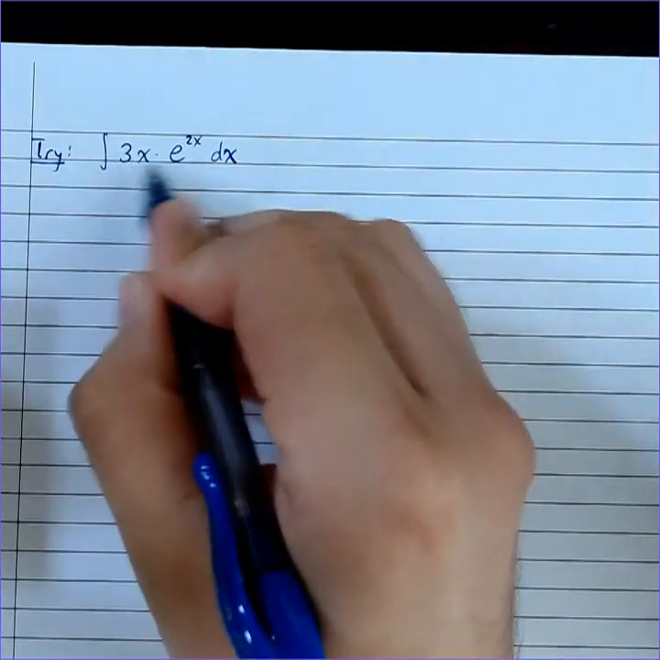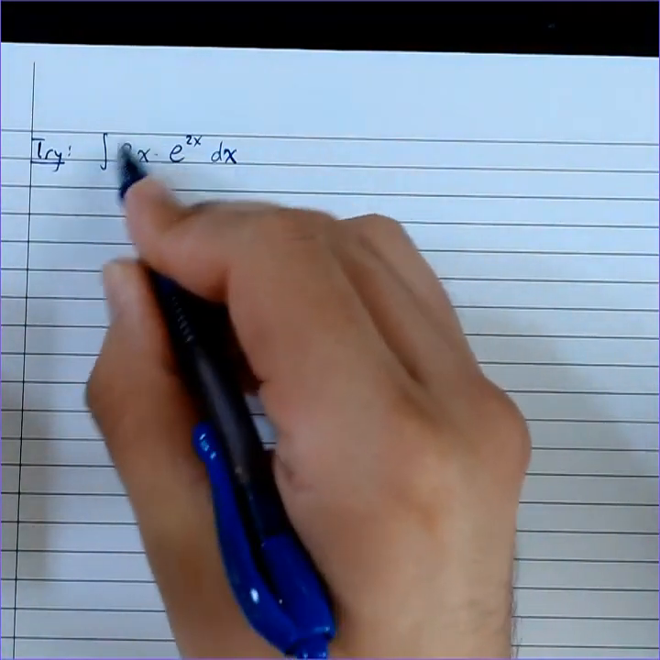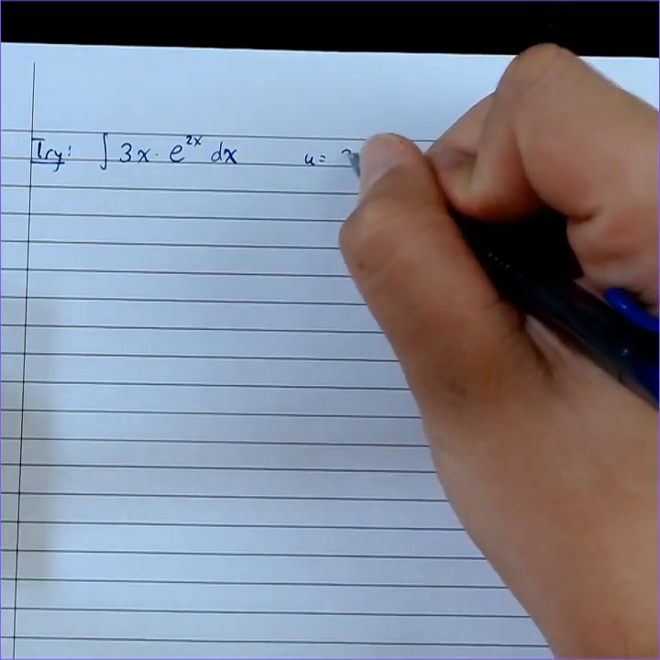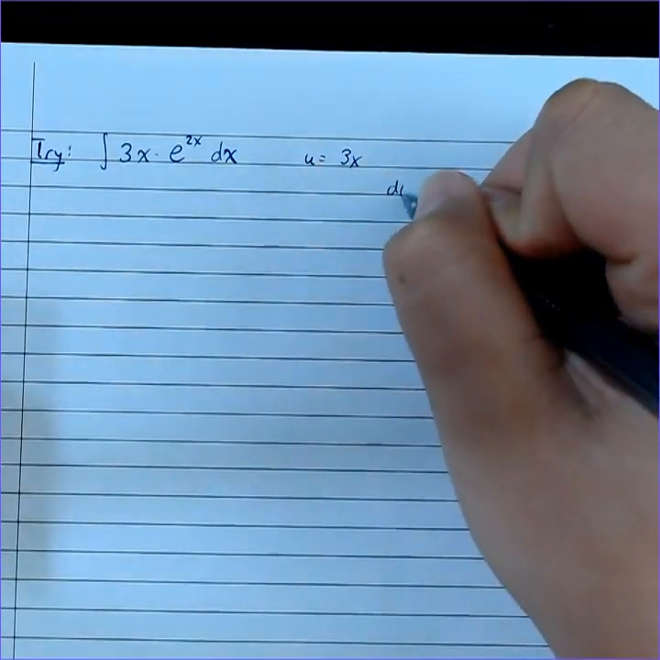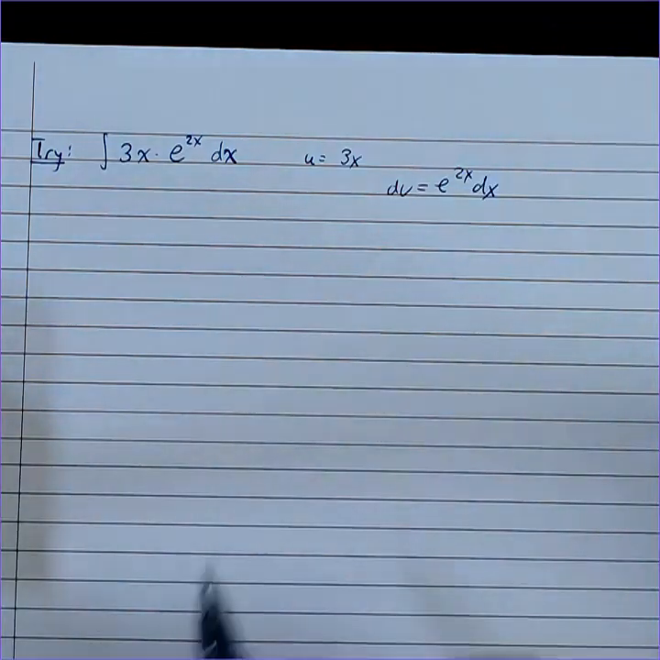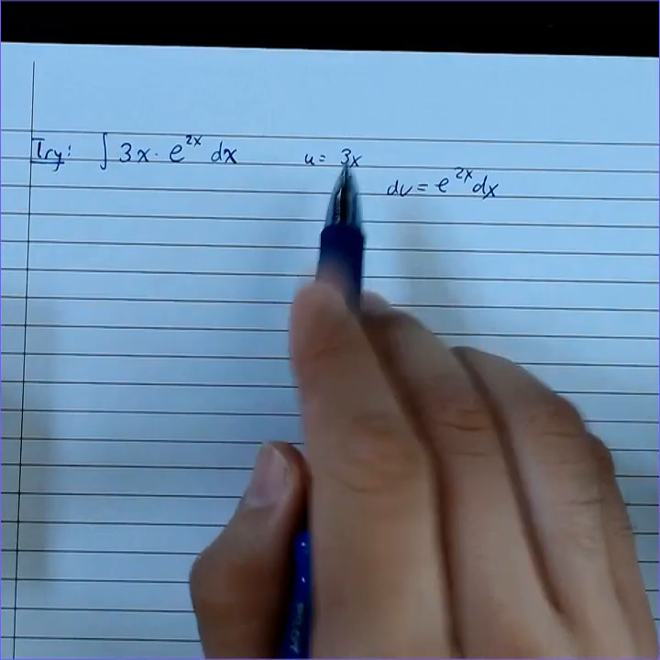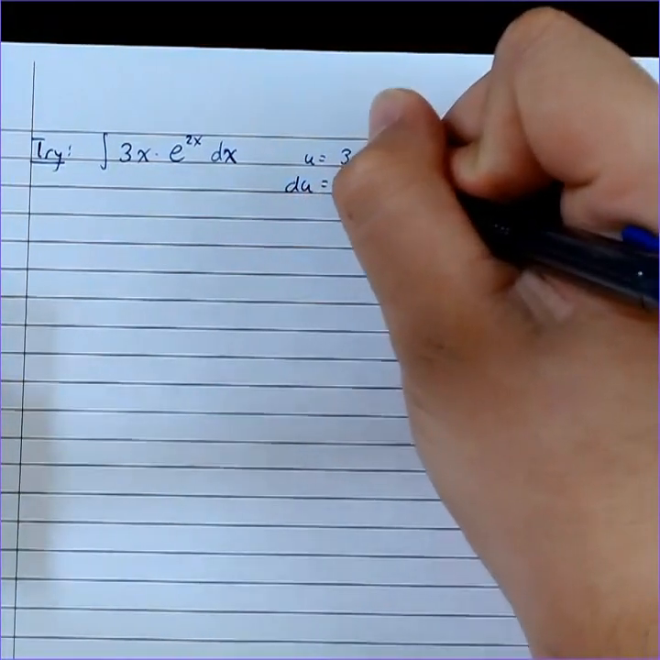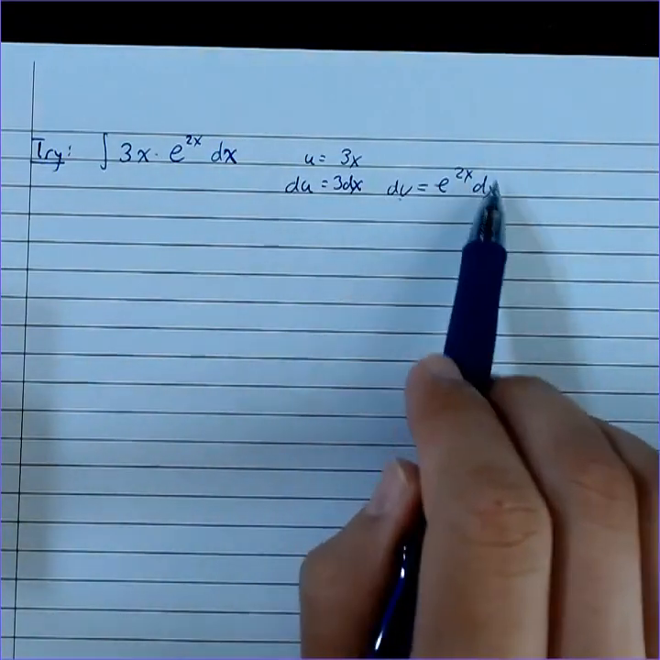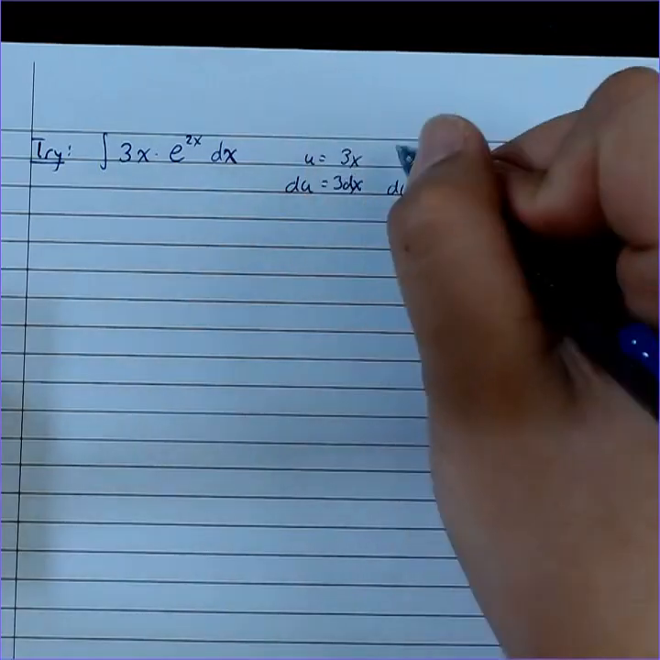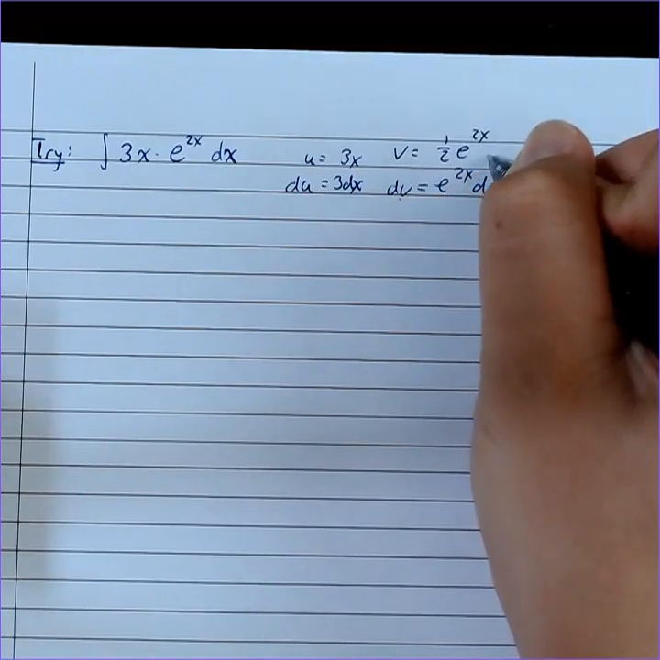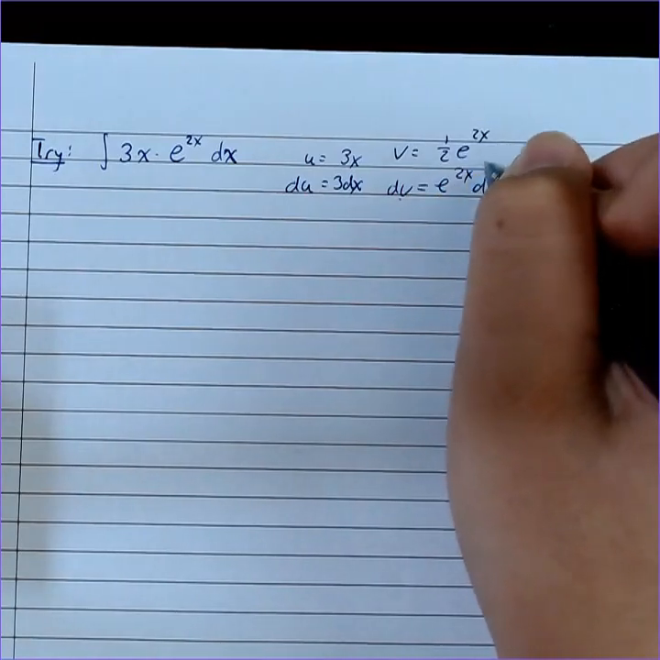All right, so here we have a product. This is polynomial in nature, so that's usually going to be a good choice for u. It's not always true, but often it is. So if that's your u, then everything else is your dv. Just like that. Okay, so now, if that's u, then du is simply 3 dx, and v is going to be the integral of this expression, which is going to be 1/2 e to the 2x. We could say plus c, but we're going to leave that till the very end.